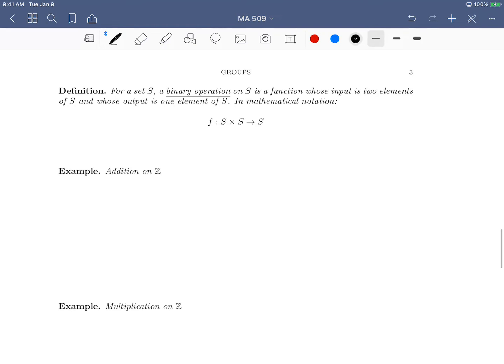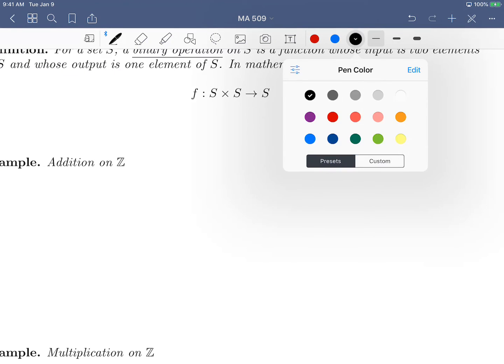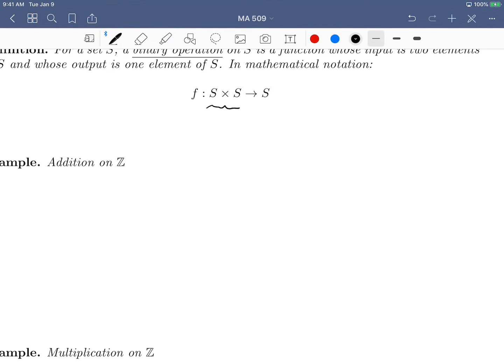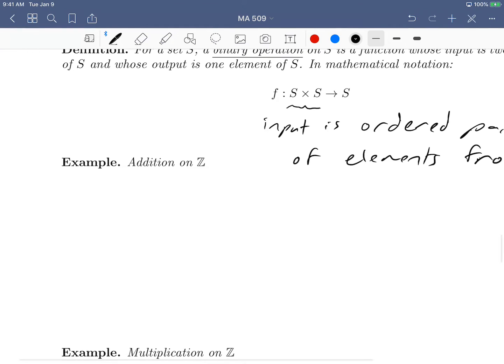So here's our definition. For a set S, a binary operation on S is a function whose input is 2 elements of S and whose output is 1 element of S. So the mathematical notation for that is written here. The S cross S here, all that's really talking about is that the input for our function is ordered pairs of elements from S. Okay, that's what the S cross S notation is talking about. And then the output, notice, is in S also.